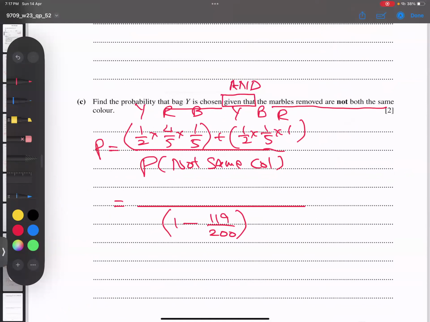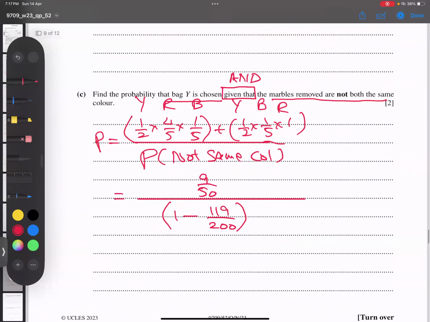Okay, I think the idea is very clear. And how to type in calculator, students? So it's not hard. Half into 4/5 into 1/5 plus half into 1/5. It is coming with me 9/50 in the numerator. And if I type in calculator, students, 9/50 divided by 1 minus 119 divided by 200. So the answer coming finally with me is 4/9.